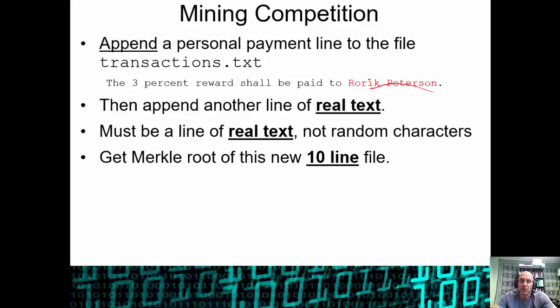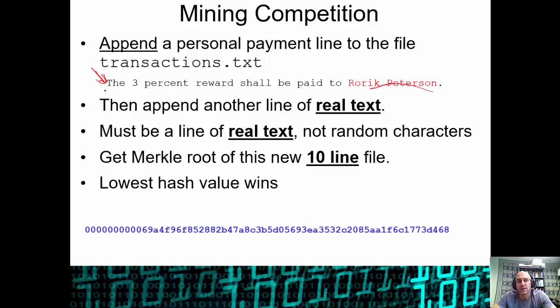The first 8 are the ones you used for your homework, and then you just added these 2 lines of text. Your 9th line will always be the same per person. You'll always have that line, but you're always going to be guessing new lines of text to do as your 10th line and trying to get a really, really low value. So the lowest hash value is going to win. Lowest meaning the most zeros at the beginning of it.